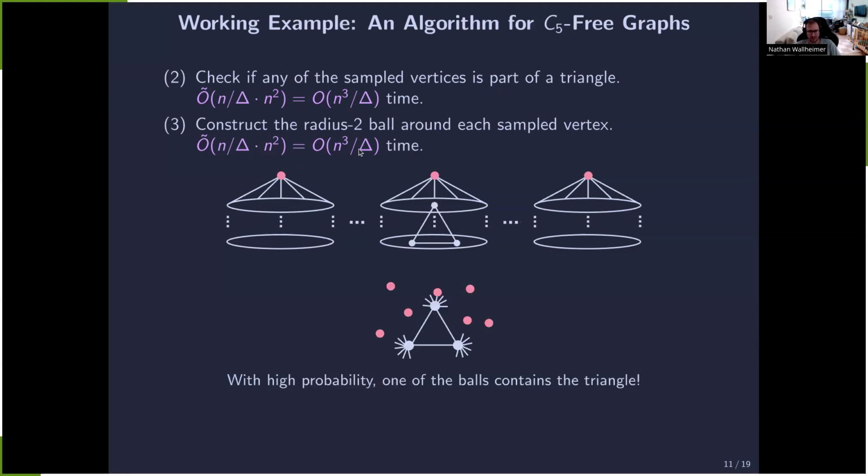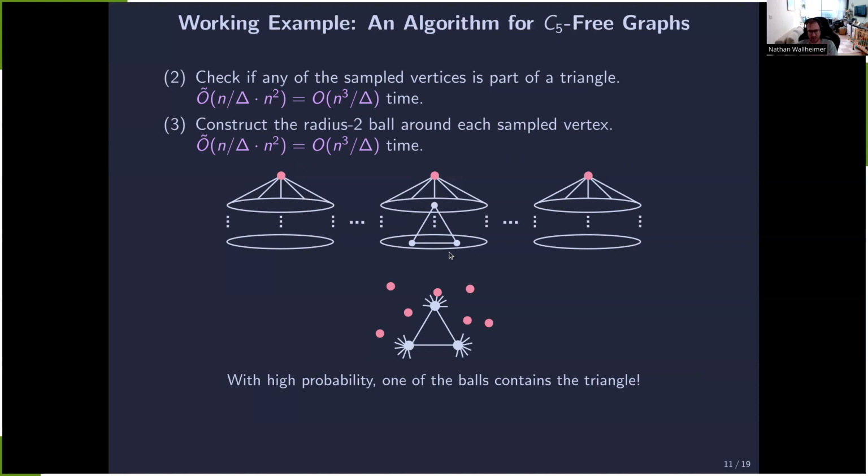And because at least one of the sampled vertices is a neighbor of the triangle, the triangle is contained within one of the balls. And also, because we know that none of the sampled vertices participates in a triangle, the first layers, the distance 1 layers, are all independent sets. So it must be that the triangle has one vertex at distance 1 and two vertices at distance 2.